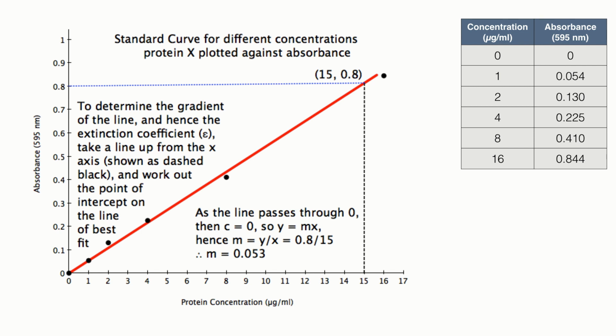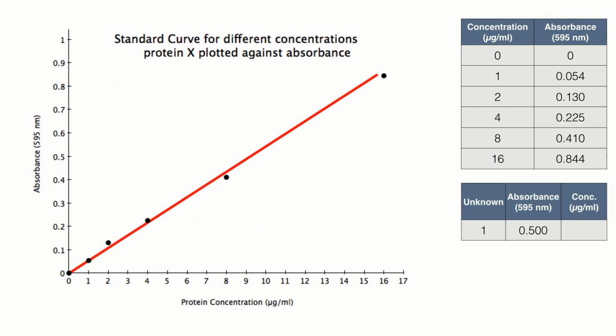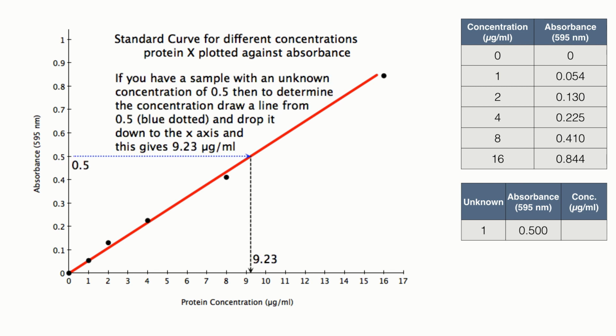The other thing I can use this graph for is as a standard curve. I've used protein concentrations at a known concentration, 0 to 16 micrograms per mil. I know the absorbance is here, and if I have an unknown absorbance, say 0.5, I can then work out what the concentration of that sample will actually be. So all I do is I run a line from the absorbance 0.5 over to my standard curve, drop a line down to the x-axis, and as you can see the value is 9.23 micrograms per mil.